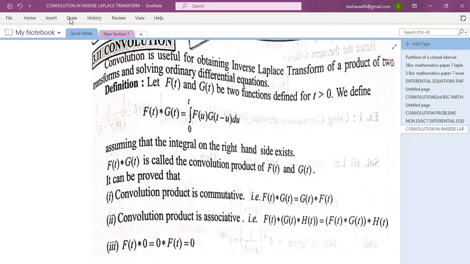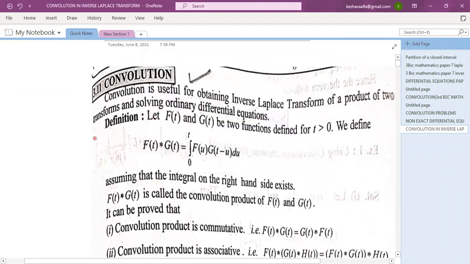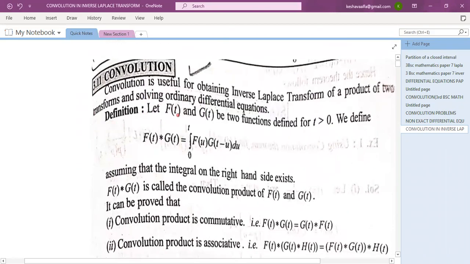So what is the definition of convolution? So we can select the color of the pen. Okay. So the definition of convolution is: let f of t and g of t be two functions for t greater than 0. We define the product f of t star g of t is equal to the integral from 0 to t of f of u g of t minus u du. This is the definition of convolution.